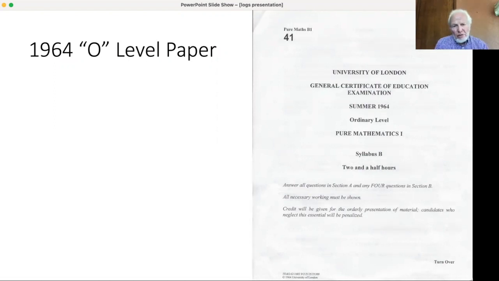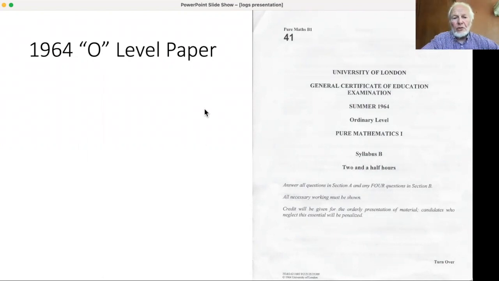Up till about 1964, one purpose of a mathematical education was abundantly clear, which is to train people to be able to calculate quickly and accurately. Because a lot of jobs depended on people being able to calculate quickly and accurately with a pencil and paper or with log tables.